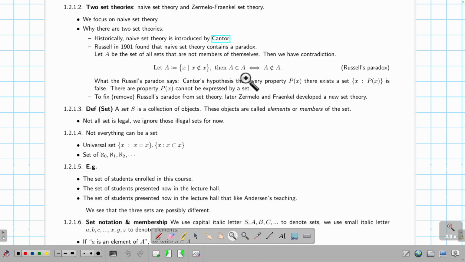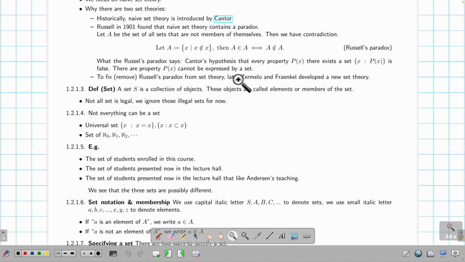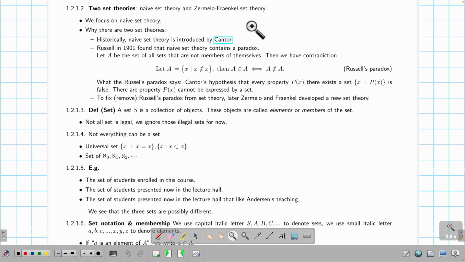The question is, does A belong to A? It turns out this becomes an if and only if. That means if this is true, this is true, and if this is true, this is true. Don't forget this means left implies right and right implies left. And this is a contradiction. Why? Because a proposition can only be true or false, so this is not a proposition. This is something crazy. This paradox made Cantor feel sad, and then he entered a mental hospital and died there. So be careful, don't study math too much.